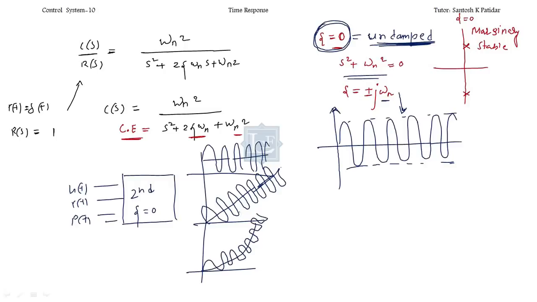Sustained oscillation. Okay, so the point we have seen is that the nature of the output depends on the zeta values. Whatever the zeta value is, based on that we'll say what the output nature is. In this case, zeta equal to 0, so the output is sustained oscillation. Now the next condition, we'll see zeta equal to exactly 1. But before we come to 1, let's go from 0 to 1.